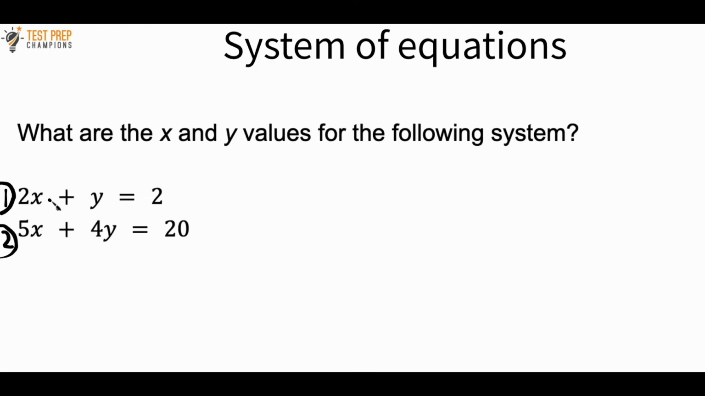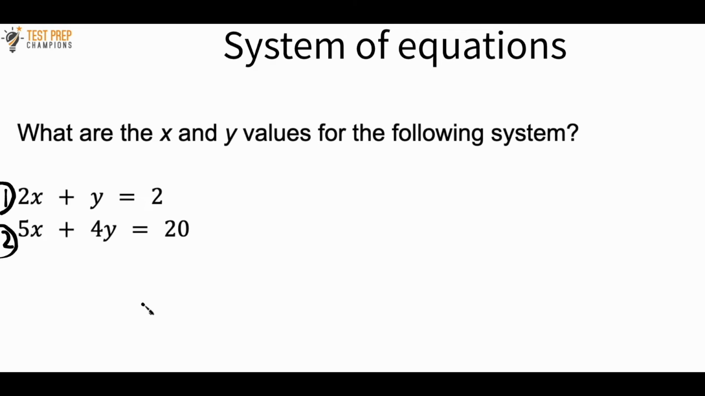And I'm going to call this 5x plus 4y equals 20 equation 2. Now, what I want to do is pick one of these equations and solve it for a variable. And that's how I'm going to start doing this. This is where it can get a little bit confusing, because there's not just one right way to do this. There are several ways I could do this.